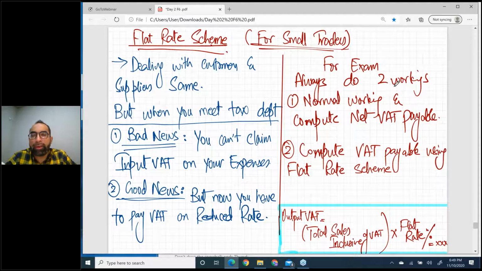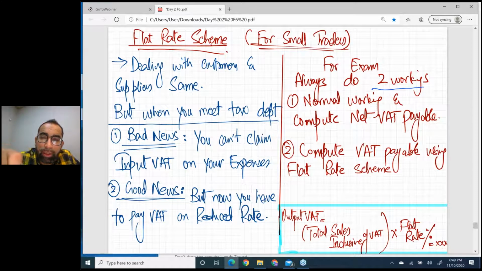Now, for the exam, always do two workings. Whenever you see a practical question on the flat rate scheme, the question sometimes comes in the planning area. They ask you whether the flat rate scheme is beneficial or not. So you read these steps. For the exam, always do two workings.